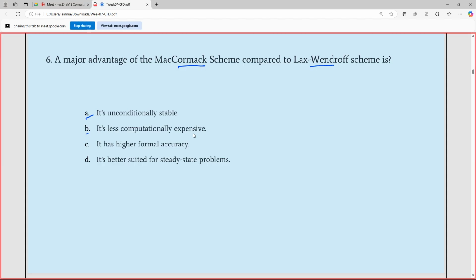We have discussed the Lax-Wendroff scheme in the previous weeks. So try to recollect and try to answer the question. What is the advantage of the McCormack scheme over the Lax-Wendroff scheme?